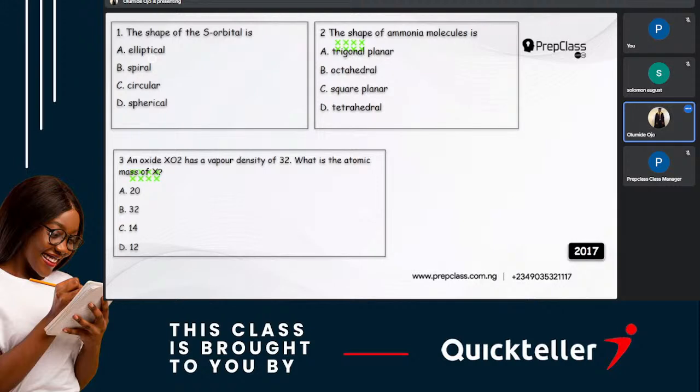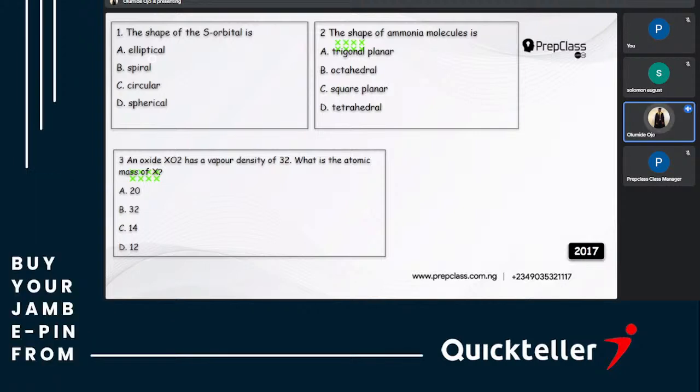So number 3. An oxide SO2 has a vapor density of 32. What is the atomic mass of S? The relative molecular mass equals vapor density times 2, and vapor density equals atomic mass. Do you get the formula?